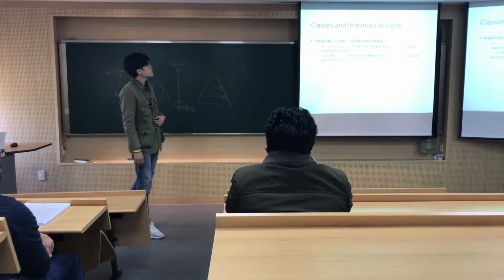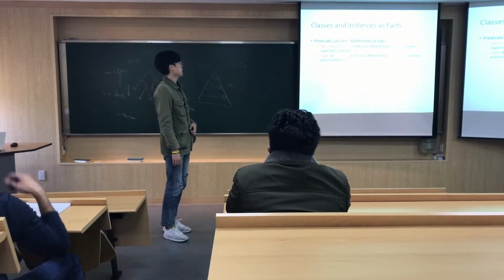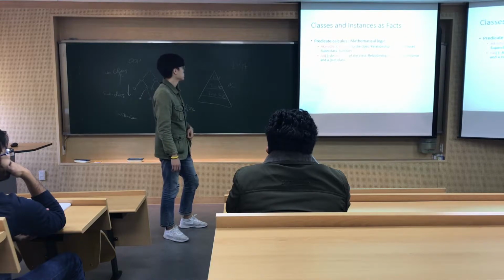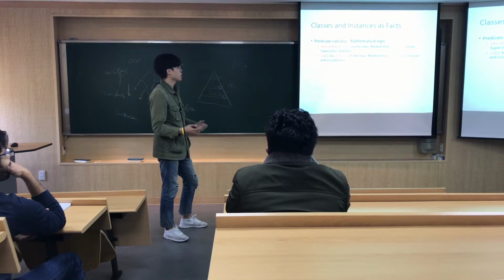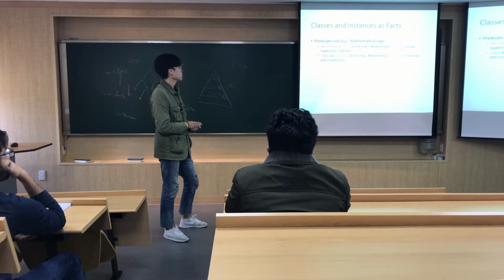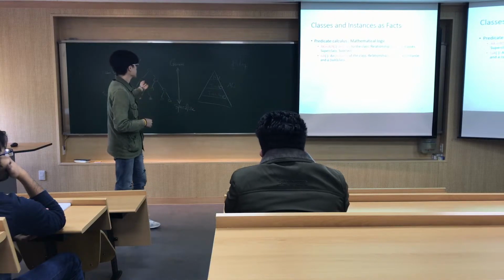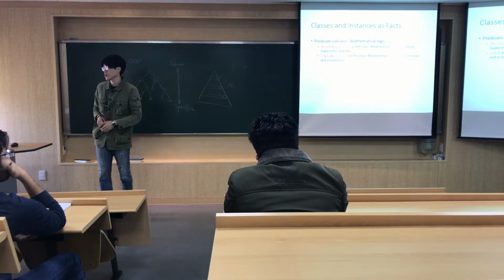So classes and instances as fact, it's a mathematical logic that can help to process as a programming. So there are two types of these things: a kind of and is a. These are used for representing this structure. So I will explain it as a figure.